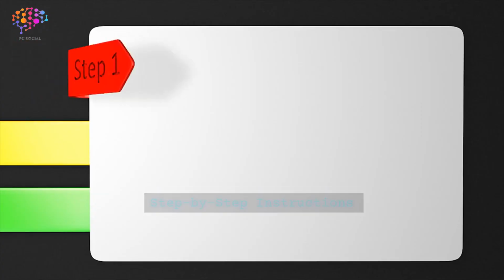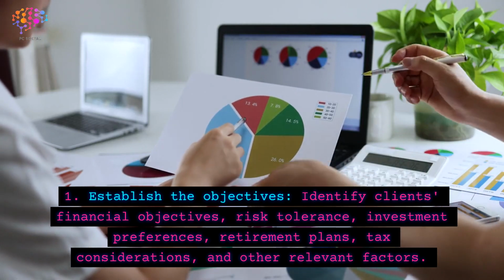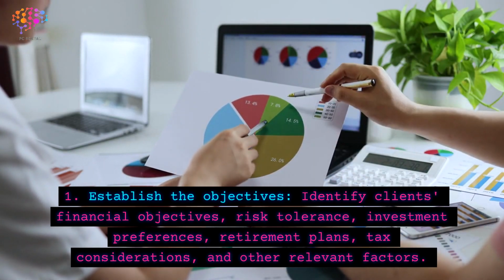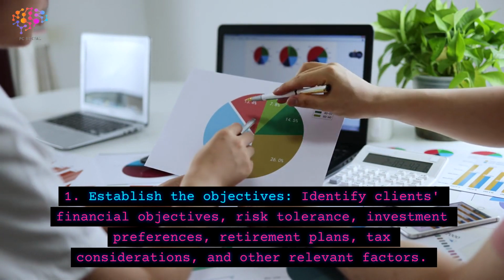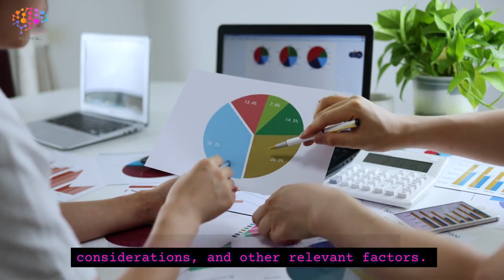Step-by-step instructions. 1. Establish the objectives. Identify clients' financial objectives, risk tolerance, investment preferences, retirement plans, tax considerations, and other relevant factors.